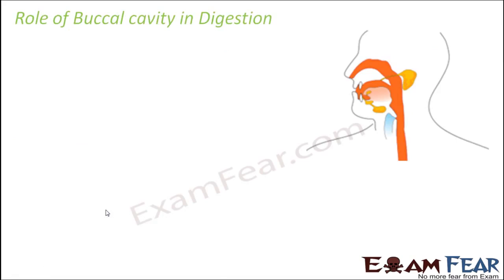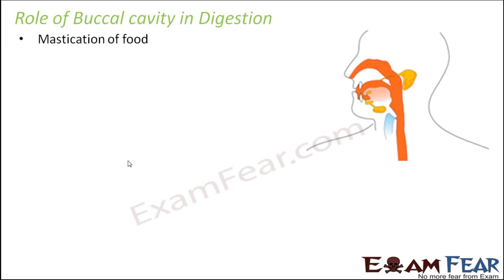So now we are going to talk about the role of the buccal cavity in digestion. Till now we talked about the 3 important parts of the buccal cavity, that is the teeth, the tongue, and the saliva. Now we will see all these together, how they help in the process of digestion. So let us see how the buccal cavity along with all these important parts helps in the process of digestion.